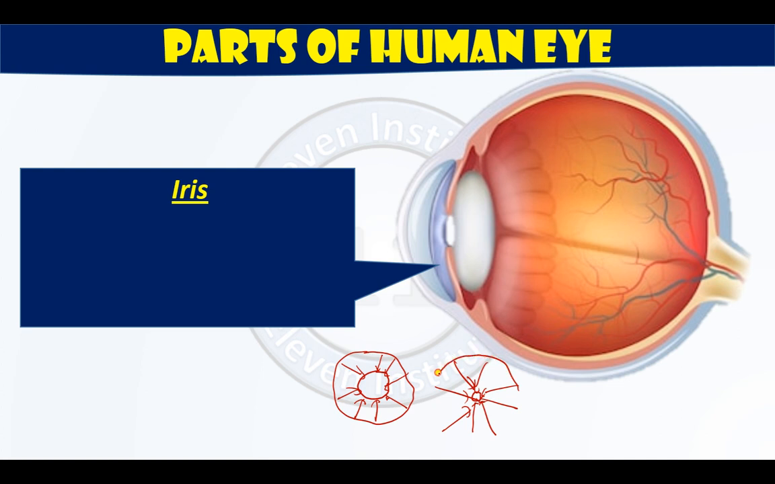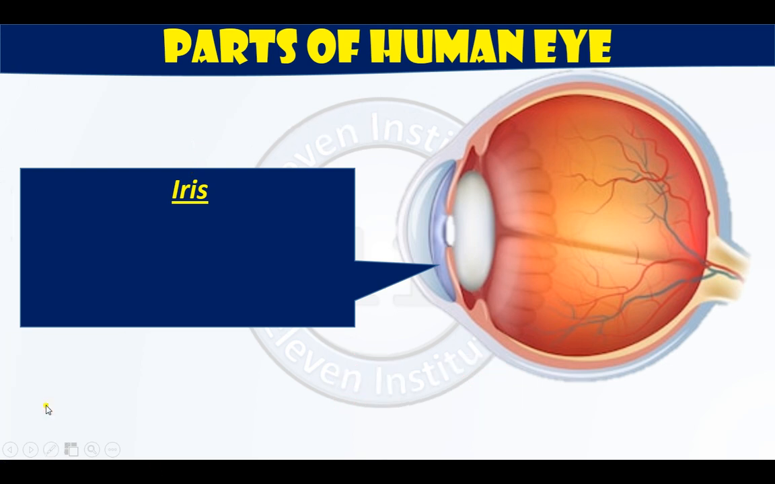The size of the eyeball remains as it is, but the size of the pupil is decreased here and here it is more. This size of the pupil is controlled by the iris. Pupil means this open space. You can see this is a small opening. This can be large also. That depends upon the iris, whether the iris is contracted or relaxed. Based upon that, the size of the pupil will increase or decrease. So the main function of the iris is to control the size of the pupil.